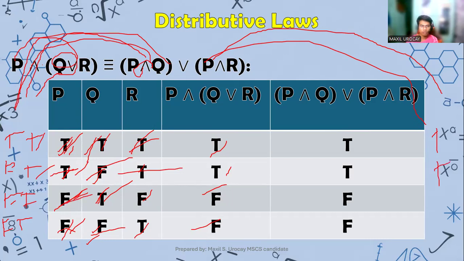False times false is false. And then false times true is false. So what is going to happen? Let's add them. True plus true is true, false plus true is true, and false plus false is false. Therefore, check the equality to see if they are equivalent.